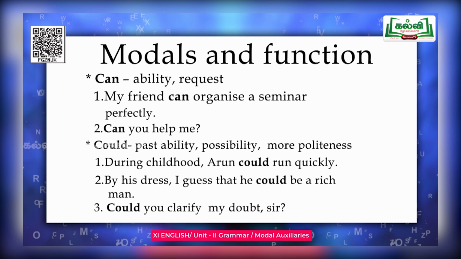Then the second example, by his dress, I guess that he could be a rich man. I do not know whether the particular person is really rich or not. By his dress or attire, I have come to guess that the person could be a rich man. So the word could can be used to express possibility.